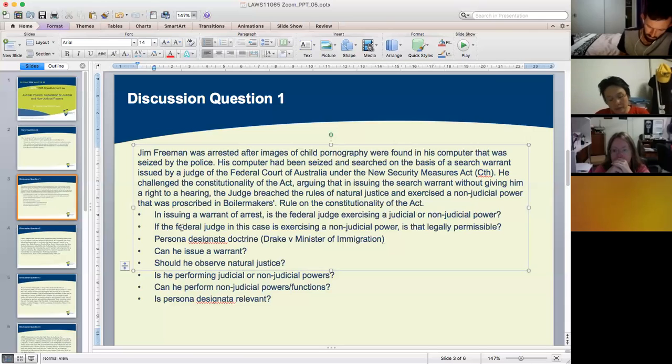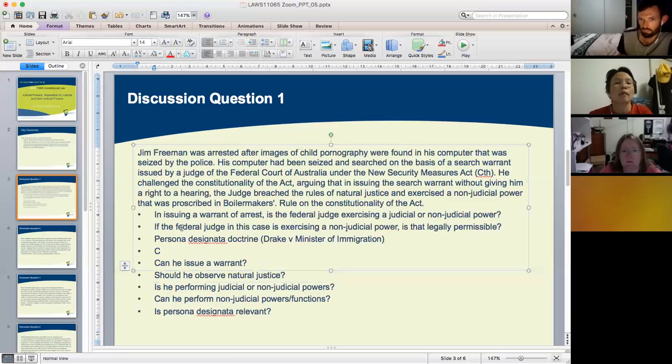Now, there is a second aspect to this, and the second aspect was this judge, in not allowing a person to be heard, he seems to have violated the requirement of natural justice. Now, how do you deal with that? So can a federal judge disregard the rules of natural justice? That is another legal principle. So we actually have three legal issues here.